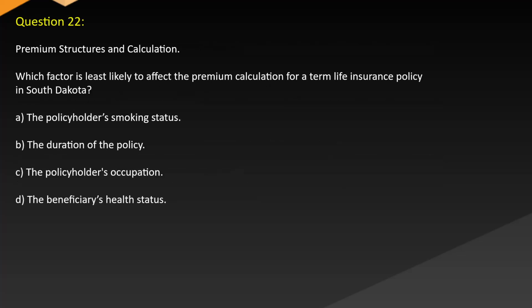Question 22. Premium structures and calculation. Which factor is least likely to affect the premium calculation for a term life insurance policy in South Dakota? A. The policyholder's smoking status. B. The duration of the policy. C. The policyholder's occupation. D. The beneficiary's health status.